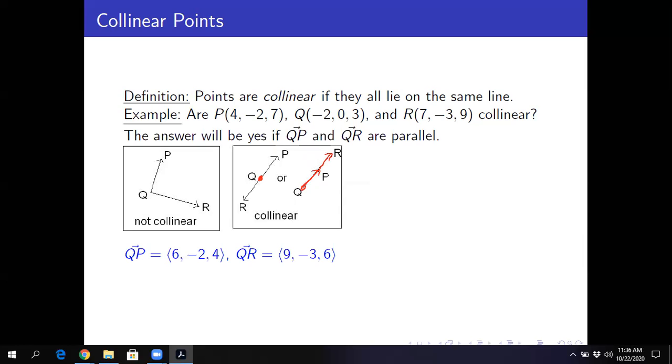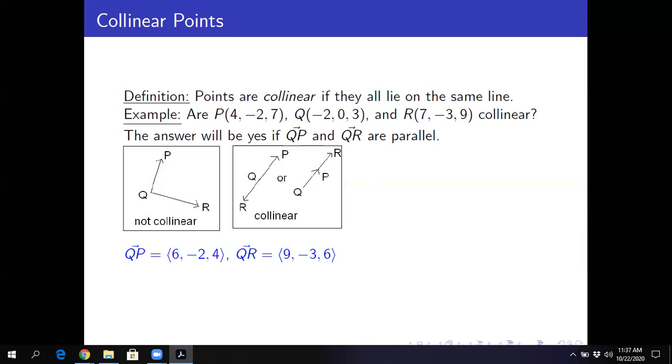So what's QP? Now P is the terminal point of these three things. So you would have to go 4 minus -2, which is 6. You would have to go -2 minus 0, which is -2. And you would have to go 7 minus 3, which is 4. And for QR, you go 7 minus -2, which is 9. You go -3 minus 0, which is -3, and you go 9 minus 3, which is 6.